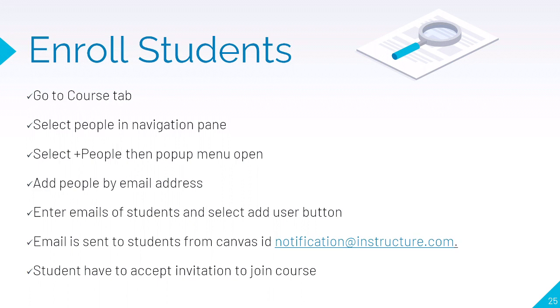And the next one, how to enroll the students in your course. For that you have to go to the course tab, select people in the navigation pane, then select people, then a pop-up menu opens. You have to add people by email address, enter the emails of students and select the add users button. An email is sent to the students from Canvas ID notification@instructor.com. Students have to accept the invitation to join that course.